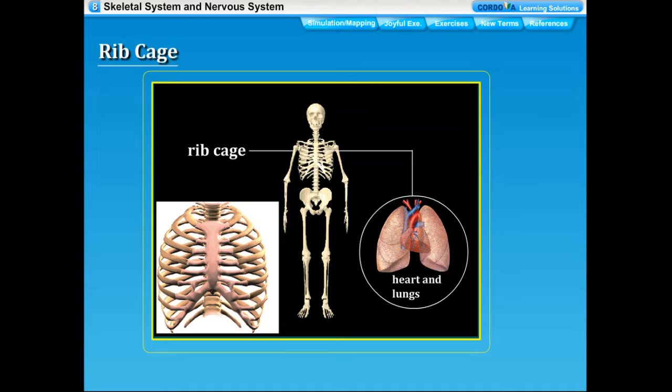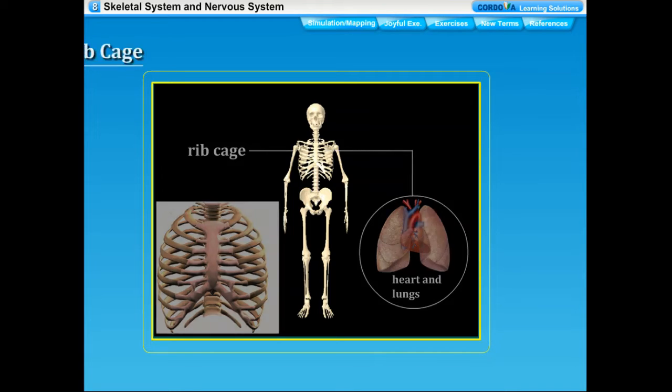The ribs are also attached to the backbone. The last 2 pairs of ribs are free and joined only to the backbone, not to the sternum. They are called floating ribs.